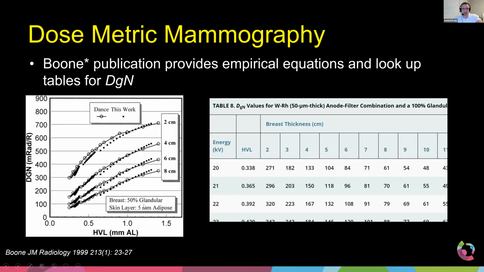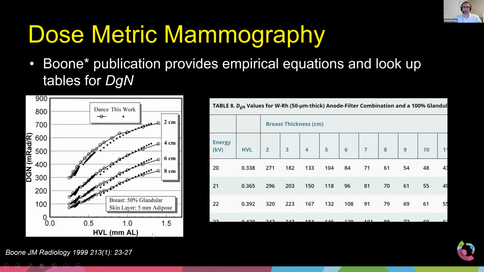breast model. And it's very important to recognize, and we'll talk about this a little bit later, that all of these standard breast models assume that there's the skin layer, that there's a 5 millimeter layer of fat before you get to the glandular tissue underneath. Every breast model assumes this skin, fat, glandular type model.